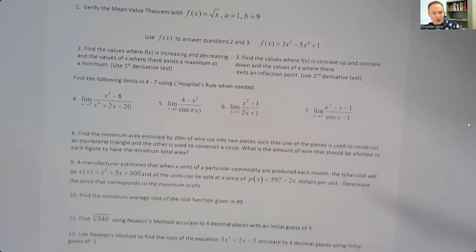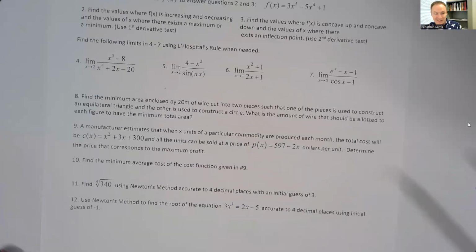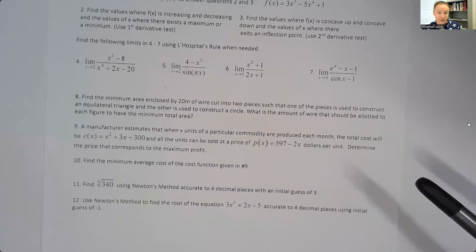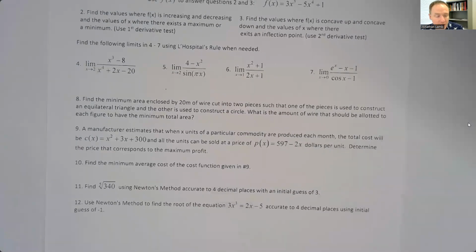Up next, we have another optimization problem. This one's more of the, well, the next 2 both are more of the business applications. It says a manufacturer estimates that when X units of a particular commodity are produced each month, the total cost will be X squared plus 3X plus 300, and all units can be sold at a price of $5.97 minus 2X. Determine the price that corresponds to maximum profit.